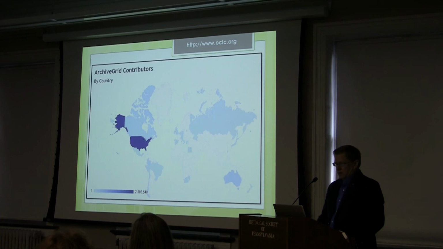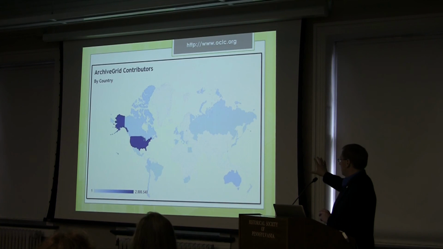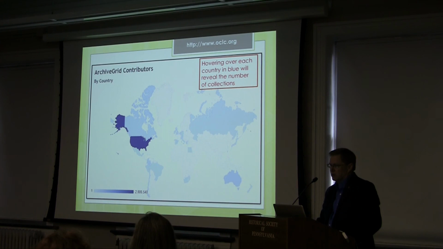We talked about this. This is where the primary collections are from, but you can see that if you're researching the areas, you can see Italy there, for example. You can see Germany. You can see France. You can see South Africa, Australia, Asia Pacific. You can see that there are collections from all over the world in that. So hovering over each of those countries in blue will reveal the number of collections in that area.